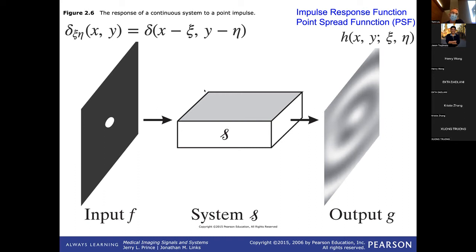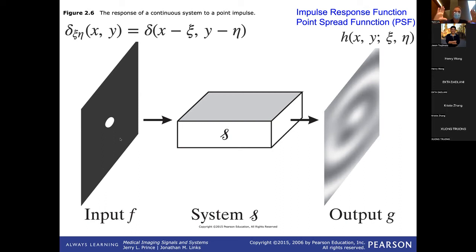And if it depends on where this delta function is, if it's up here with a certain psi and eta, and I get a different function h(x,y) that produces a different picture, then that system's not called stationary. It doesn't have shift invariance, or this point spread function changes as the position of my input changes.